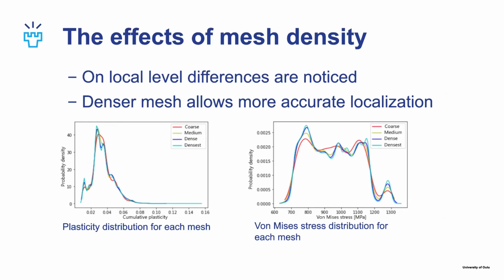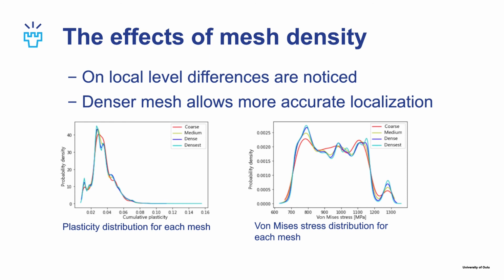And on the other hand, on the local level, some effects are seen, and for example here on this plasticity distribution curve, we can see that the denser mesh allows more accurate localization of plasticity, and therefore these spikes form into the distribution. And well, there are some differences between the different mesh densities, although the shapes are somewhat same. More significant differences are seen in this stress distribution.